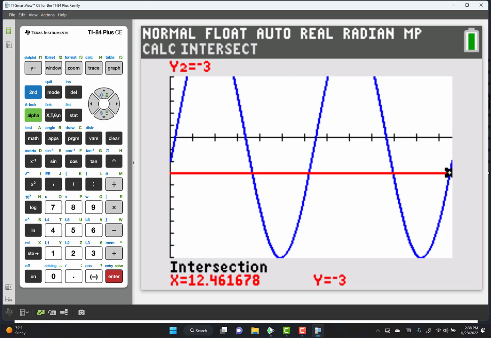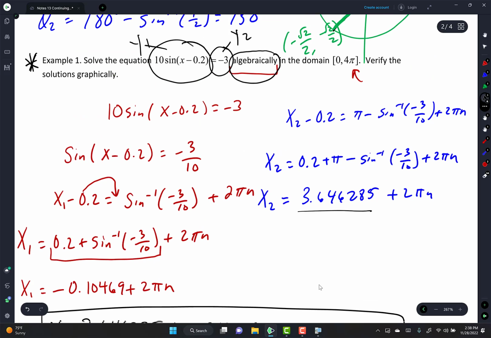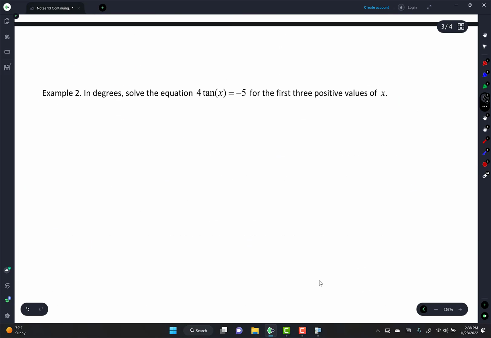12.46167. And there it is. We got them all. Cool or not cool? Cool, right? Okay, look at this one. This one doesn't say that we have to do it algebraically. So if you wanted to, you could just do them by calculator, guys.